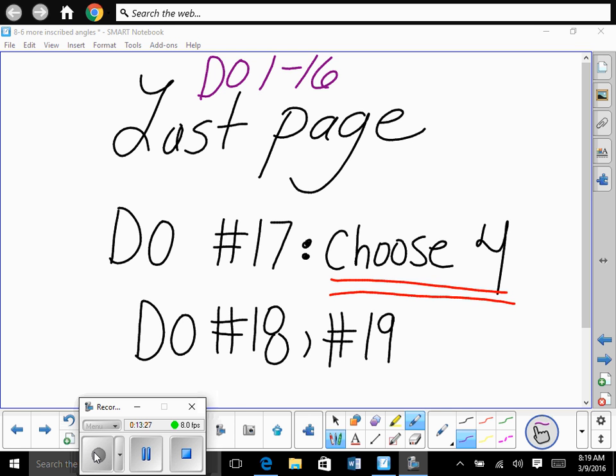So, what I'm saying is choose 4 of those. Now, I'm leaving it up to you to choose the 4 that you want. Once again, if you're an advanced thinker, push yourself to do some of the harder ones. And then do number 18 and 19 as well. So the rest of the time is yours. So you have tons of time. Check your work with me.